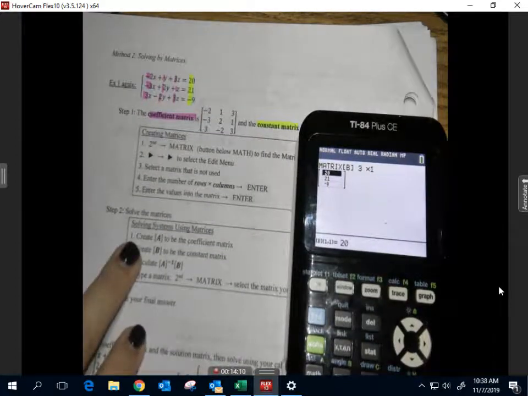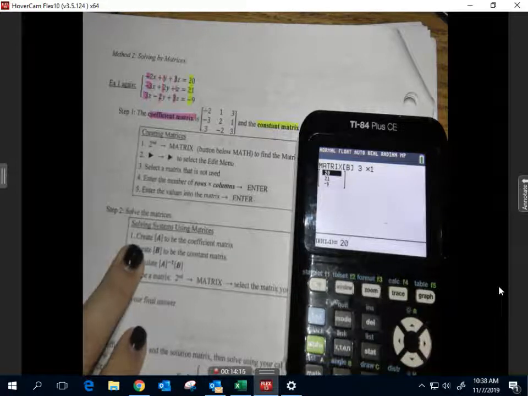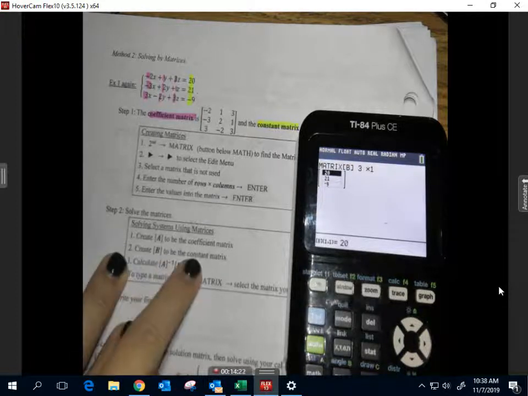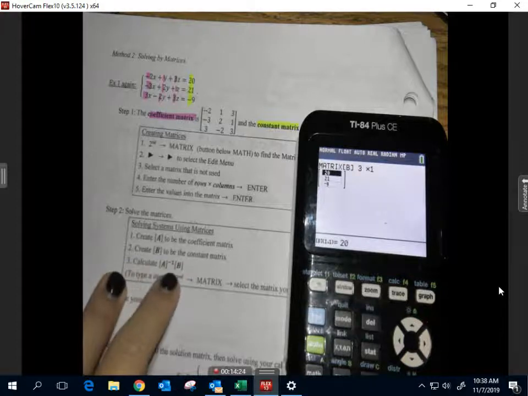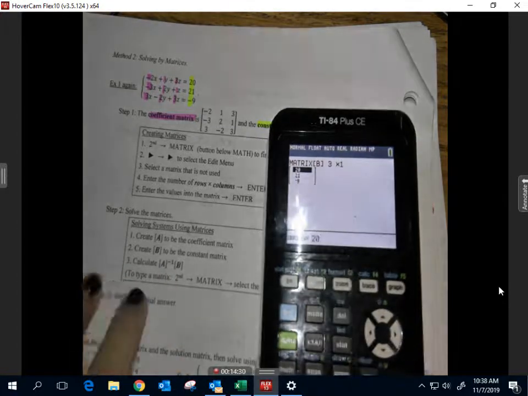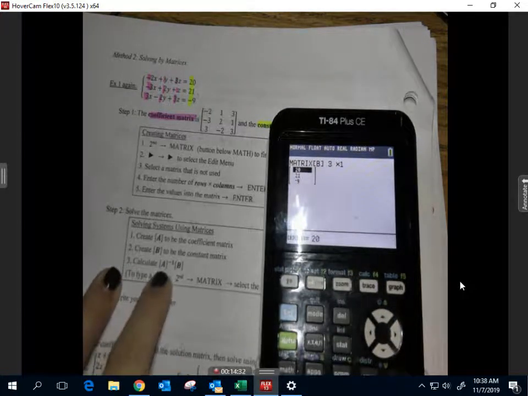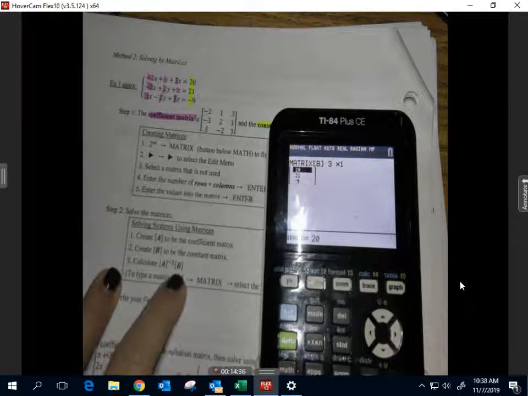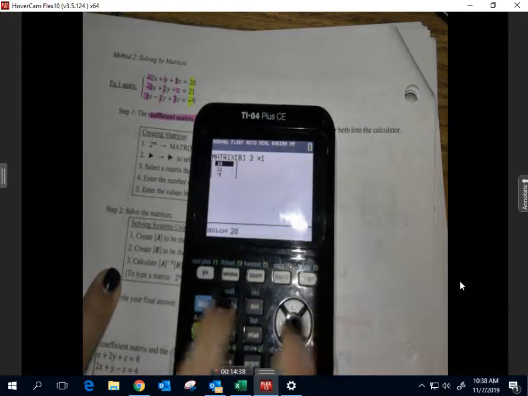So now we're down here. Now we're going to solve. So after we've got our two matrices together, now it's time to solve them. So we created matrix A and we created matrix B. Now we're going to calculate, and this is how we're going to do it. So how do we get here? Well, to get where it says the inverse of matrix A times matrix B, this is what we do.